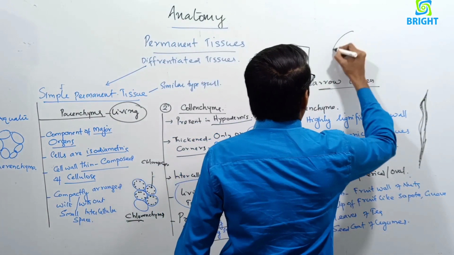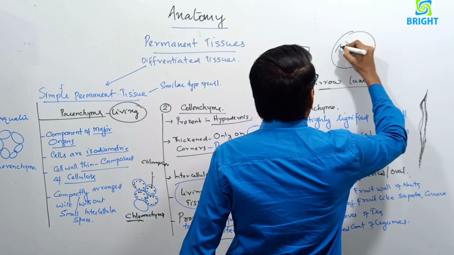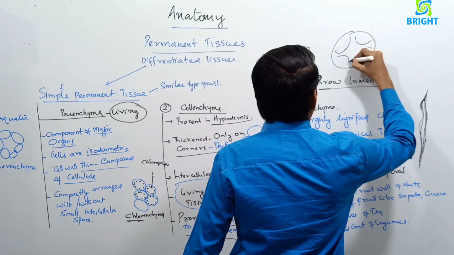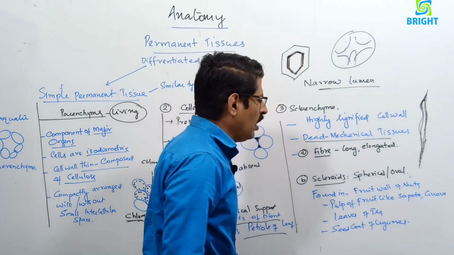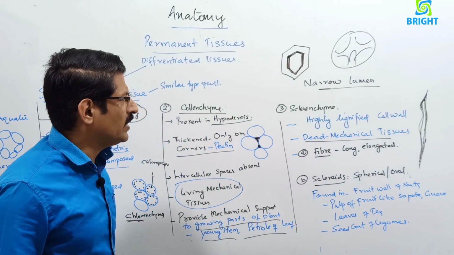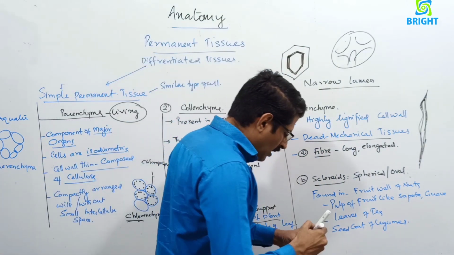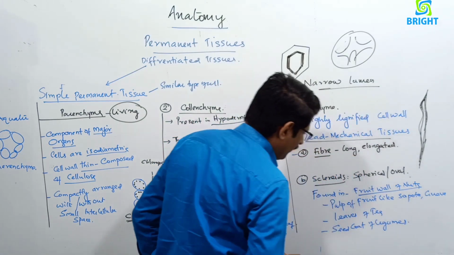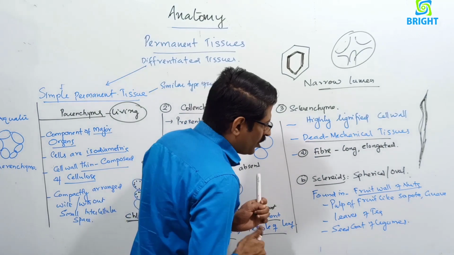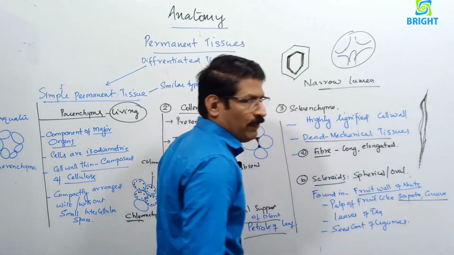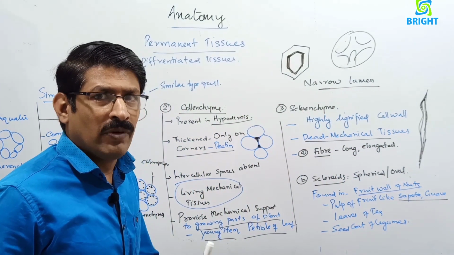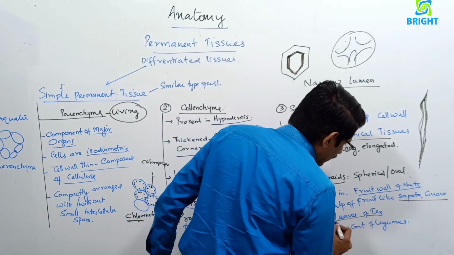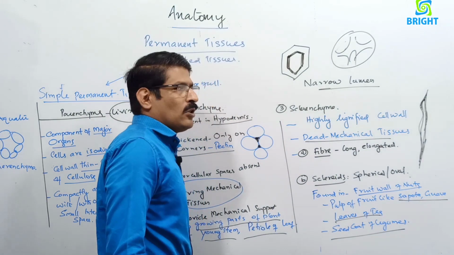Sclereid is oval or spherical in shape, and it is highly thickened. The lumen is very small, and the cell wall is highly thickened with lignin, and it is present in the fruit wall of nuts. This is very important: the fruit wall of nuts and the pulp of fruits like sapota and guava. That's why it has a gritty taste. And leaves of tea and the seed coat of legumes have sclereids.